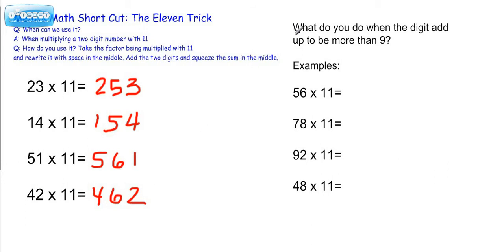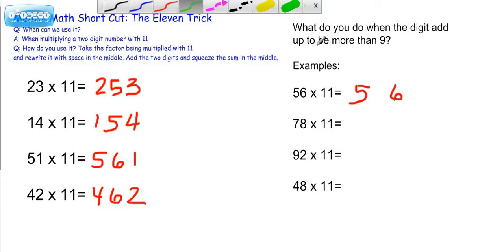All right, so then you might be wondering, what do you do when the digits add up to more than 9? These are all examples of when that might happen. We're going to do something a little bit different, but it's basically the same idea. We still take the numbers and space them apart, and you're still going to add. Let me use a different color to make this a little more conspicuous.